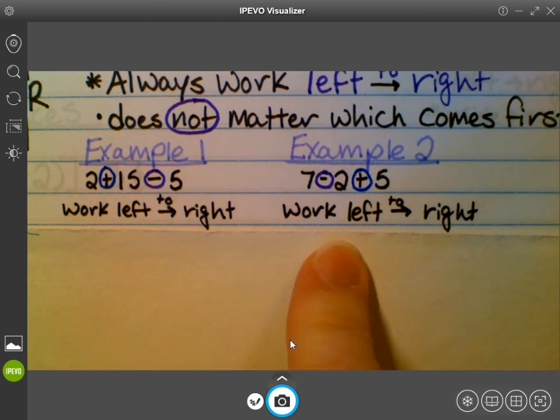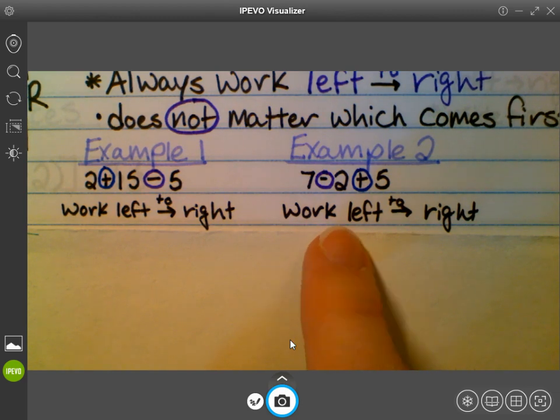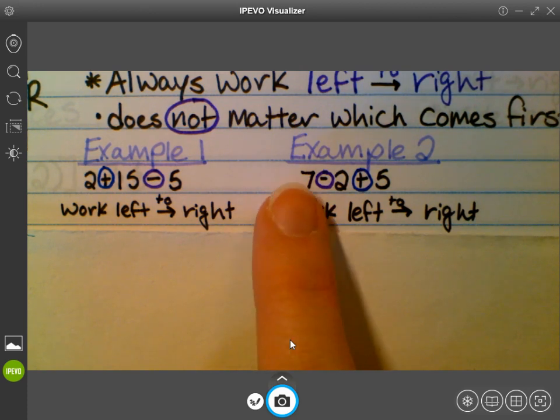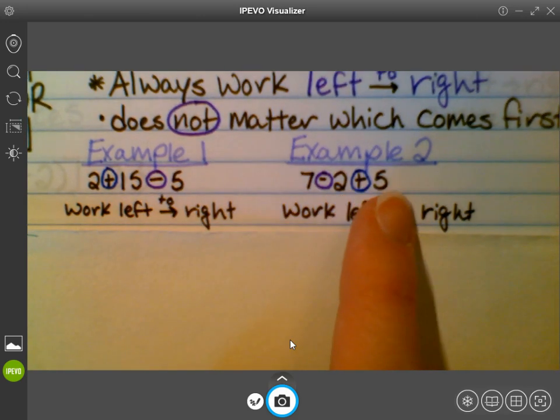Then in example 2, I have 7 minus 2 plus 5. In this one, the subtraction comes before the addition. That doesn't matter. I still work left to right. So I would do 7 minus 2, get that answer first, then add it to 5. So I always work left to right.